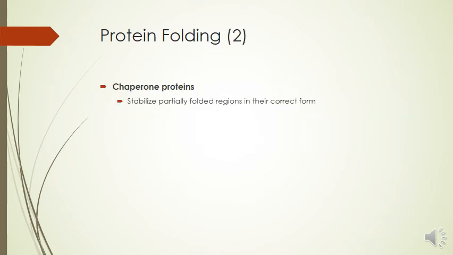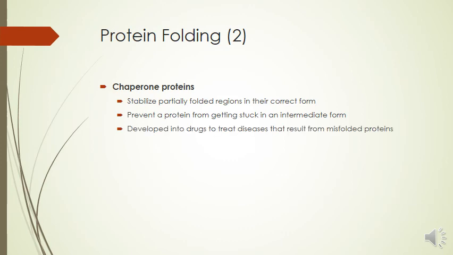The chaperone proteins stabilize the partially folded regions in their correct form. They prevent a protein from getting stuck in an intermediate form, and they're developed into drugs to treat diseases that result from misfolded proteins.